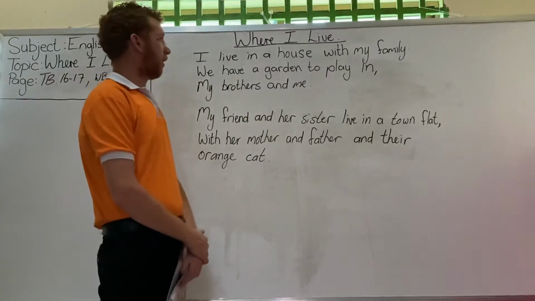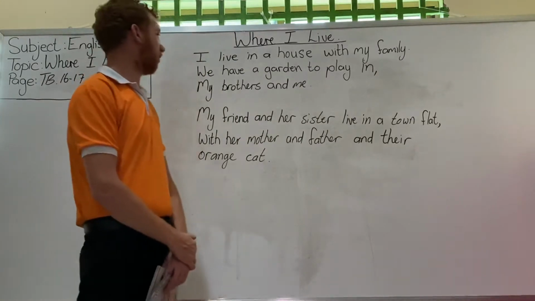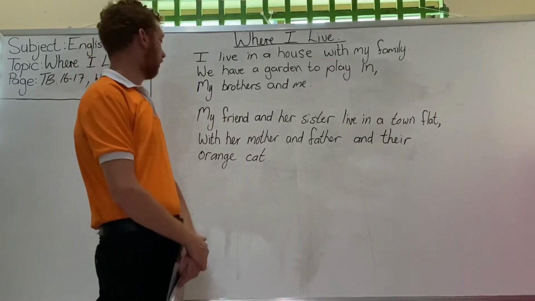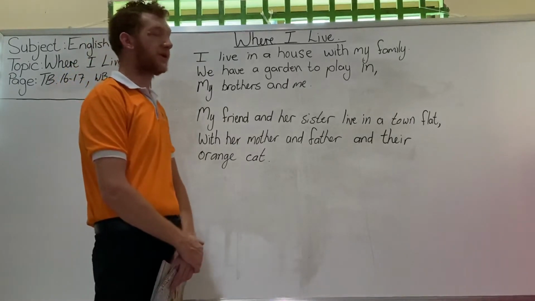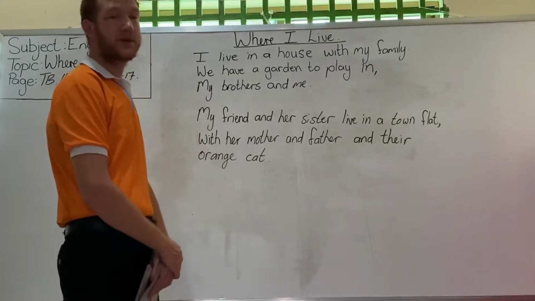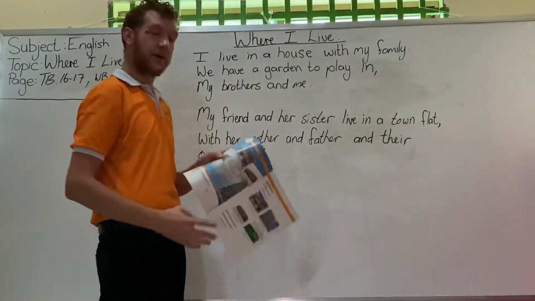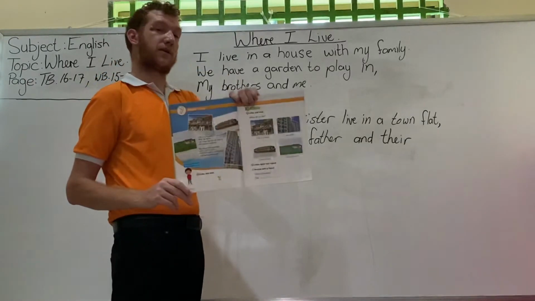I live in a house with my family. We have a garden to play in, my brothers and me. My friend and her sister live in a town flat with her mother and father and their orange cat. This is on page number 16, unit 7 in our textbook.